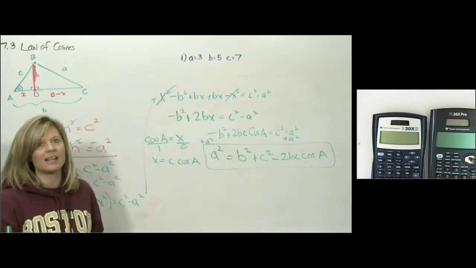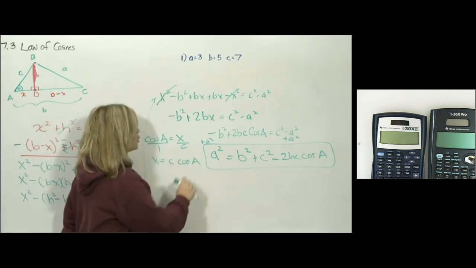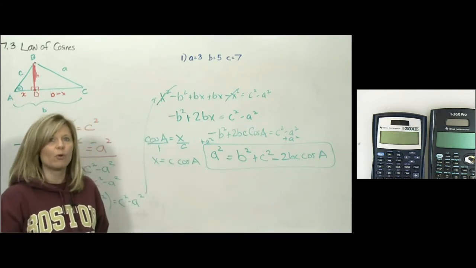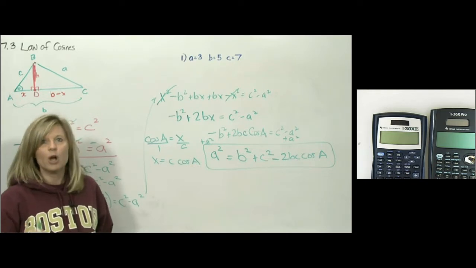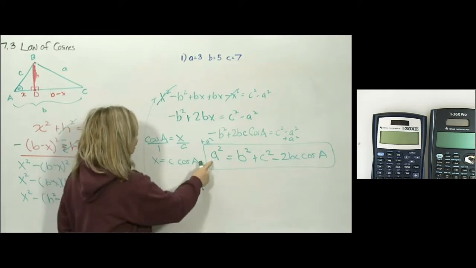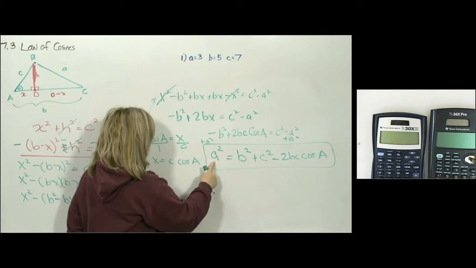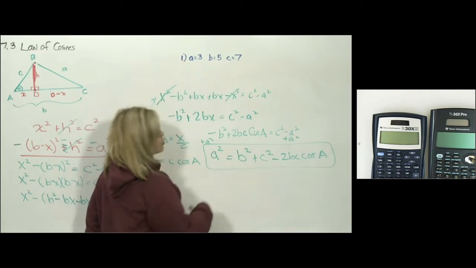They didn't have to isolate a squared. They could have got b squared alone, or they could have got c squared alone. So in your notes, this formula is written 3 ways. Don't memorize all 3 ways. Memorize one. This is the form I memorize it in because it looks like the Pythagorean theorem. Okay? A squared, b squared, c squared.